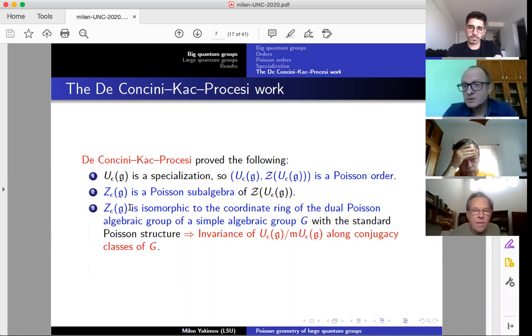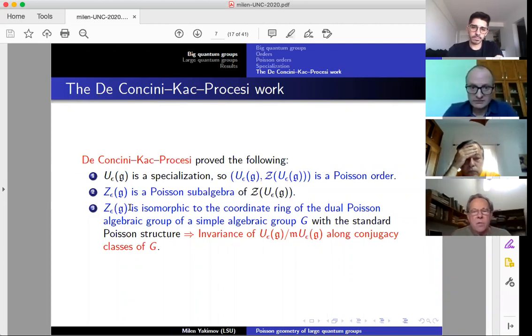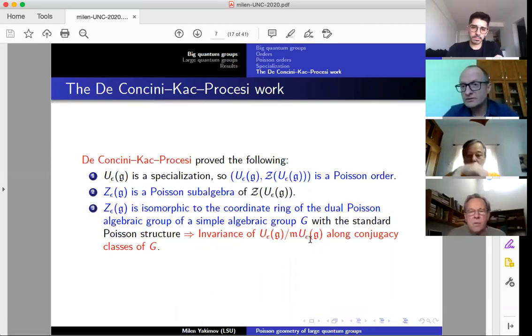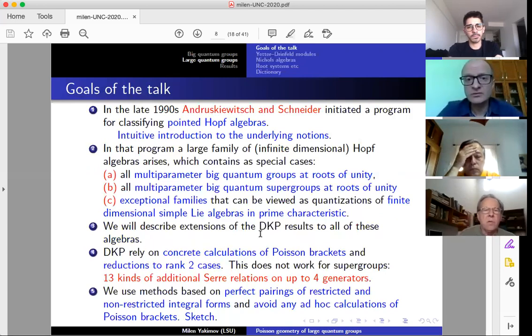Those are the ones that appear in the work of Drinfeld and Sklyanin when they did inverse scattering on the semi-classical level. Out of this, they were able to prove that all these central quotients are going to be constant along conjugacy classes of the group G. So this provided a huge reduction to the problem of studying the irreducible representations, because we got this invariance along conjugacy classes.